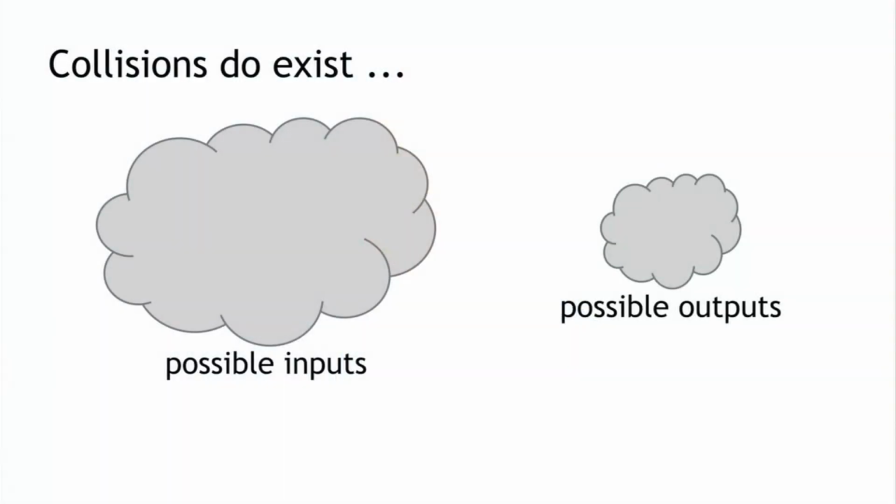Over here on the left, I'm depicting all of the possible inputs to this function, which can be a string of any size. And over here, I have all of the possible outputs, which has to be a string of 256 bits in size. So the right-hand side here, the outputs, there are only 2 to the 256 possibilities. Over here, there are more possibilities.